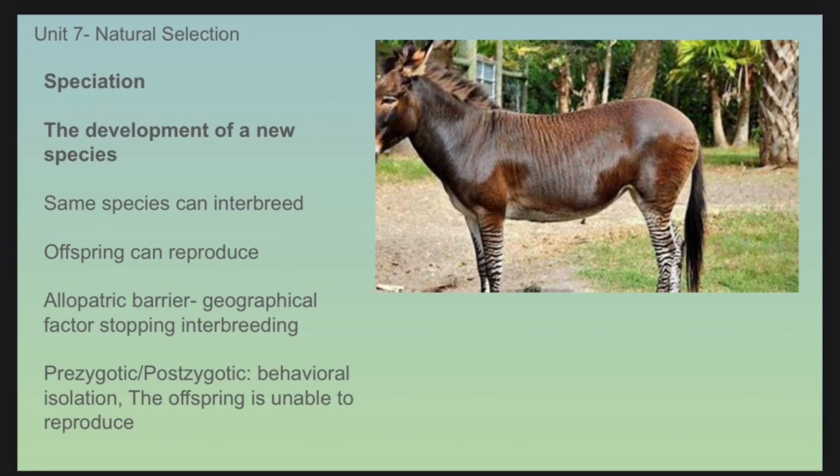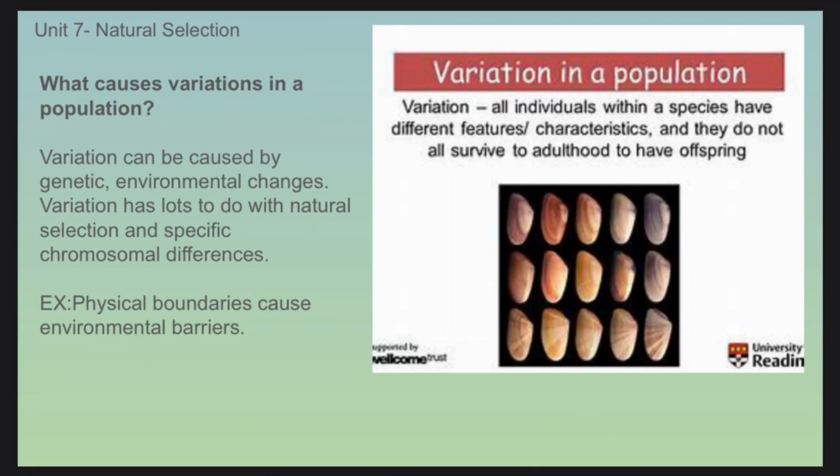Now, a big part of this unit is speciation. It's the development of new species. Same species can interbreed and can produce offspring, but an allopatric barrier is a geographical factor stopping this interbreeding. Now, prezygotic and postzygotic: prezygotic is a behavioral isolation where they just choose not to mate, and in postzygotic, offspring are unable to reproduce.